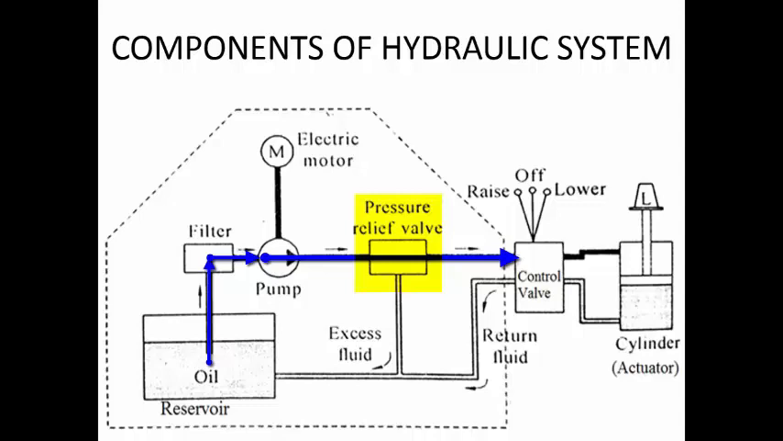In the same fashion, when the pressure in the system increases beyond a particular setting, the relief valve will open and it will divert the flow from the pump to the reservoir. So the relief valve will always ensure that the system pressure is below the preset value, and thus a relief valve will maintain the upper limit of the system pressure by diverting the excess fluid to the reservoir.